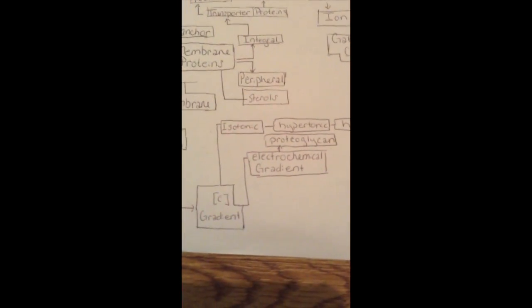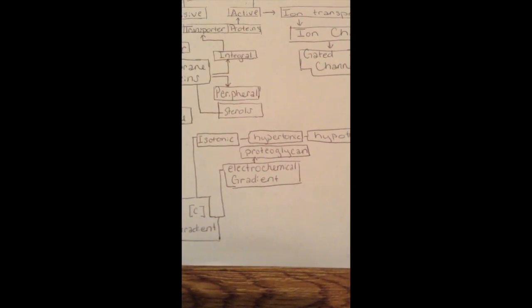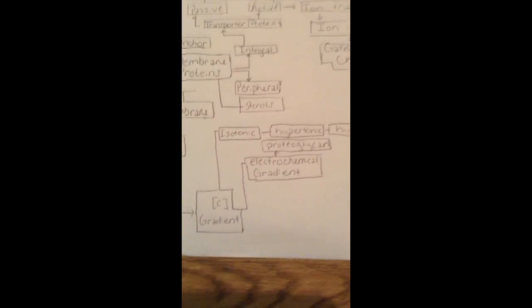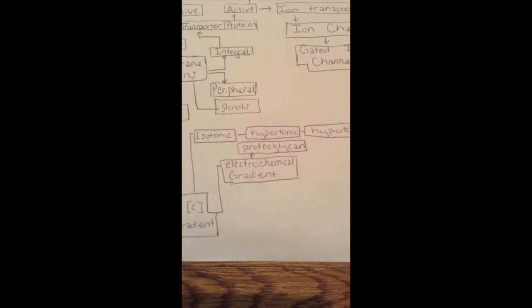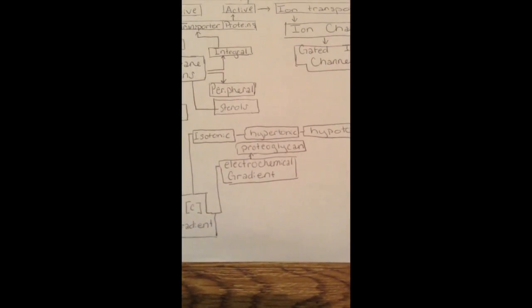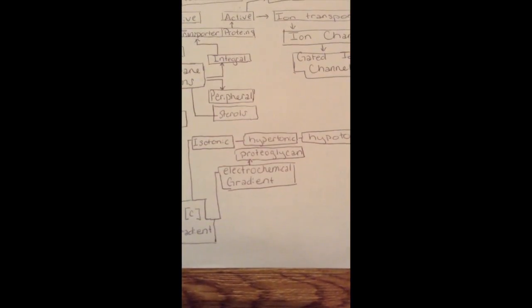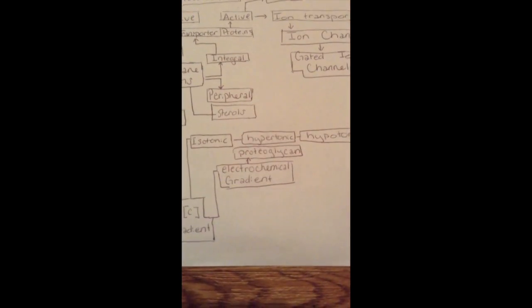And connected to the concentration gradient is the electrochemical gradient. And the electrochemical gradient is based off of chemicals like ions, like the concentration gradient, but it's also based off of the electrical charge on those ions. So chlorine has a negative charge on it, sodium has a positive charge, and connected to that is proteoglycan, which is what makes up the outside of, between cells.